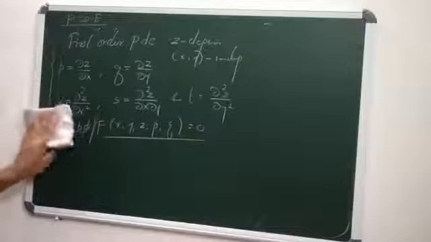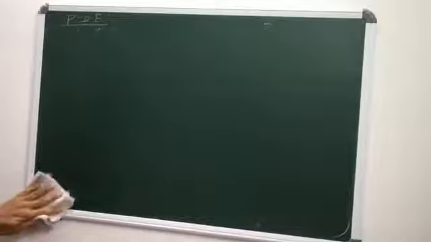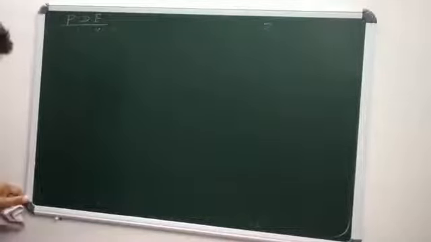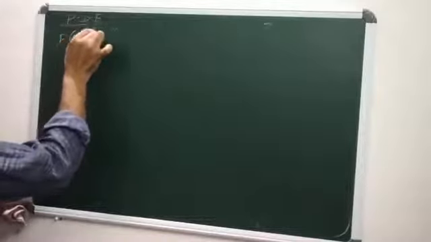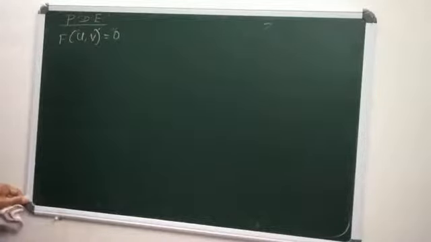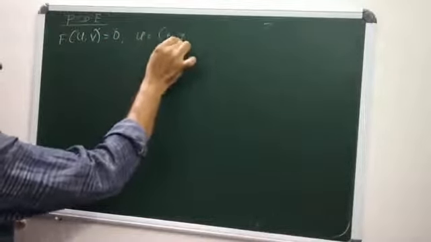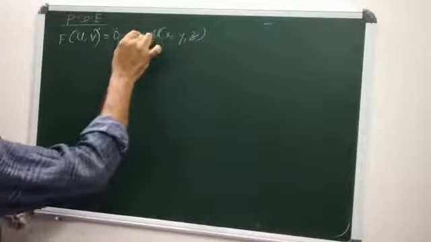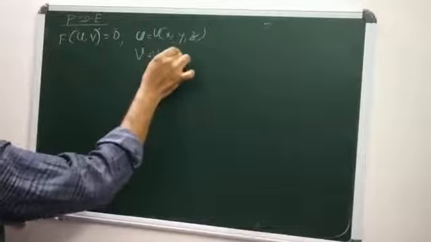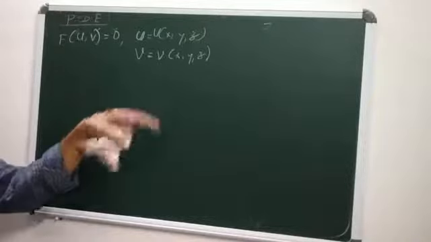So now we consider an example. Form the PDE of the surface of the form f of u, v equals 0. What is u? u is a function of x, y, z: u equals u of x, y, z. And v equals v of x, y, z, are known functions of x, y and z.